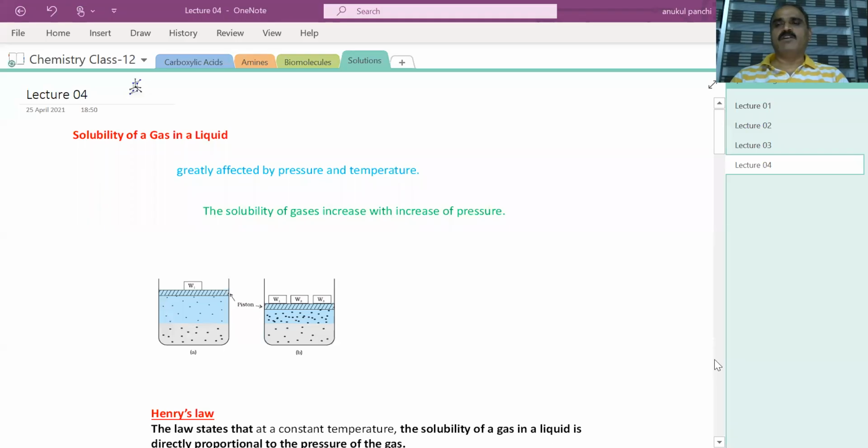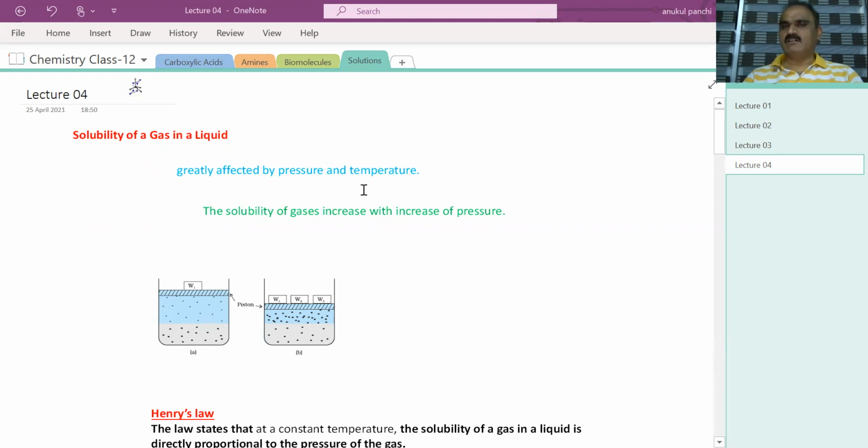In today's lecture, we are going to discuss solubility of gas in a liquid where pressure has great role to play. Of course, temperature also, but here pressure will also affect the solubility. So now let us study solubility of a gas solute in a liquid solvent.